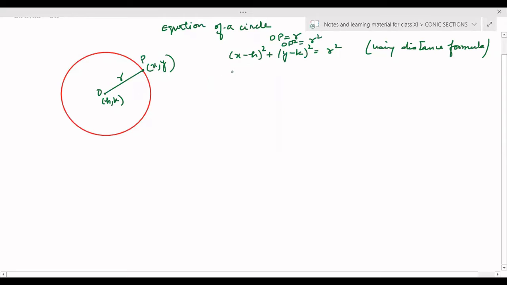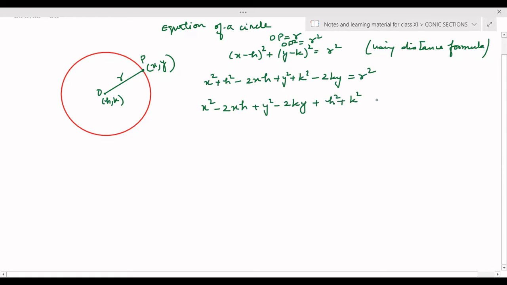So here, if I open these brackets, we have x square plus h square minus 2xh plus y square plus k square minus 2ky equals r square. Let's keep all the x terms together, minus 2xh, then plus y square minus 2ky. Let's keep all the constant terms together, h square plus k square minus r square. Since h, k, and r are constant values, let's use them as one constant and put that value as c.